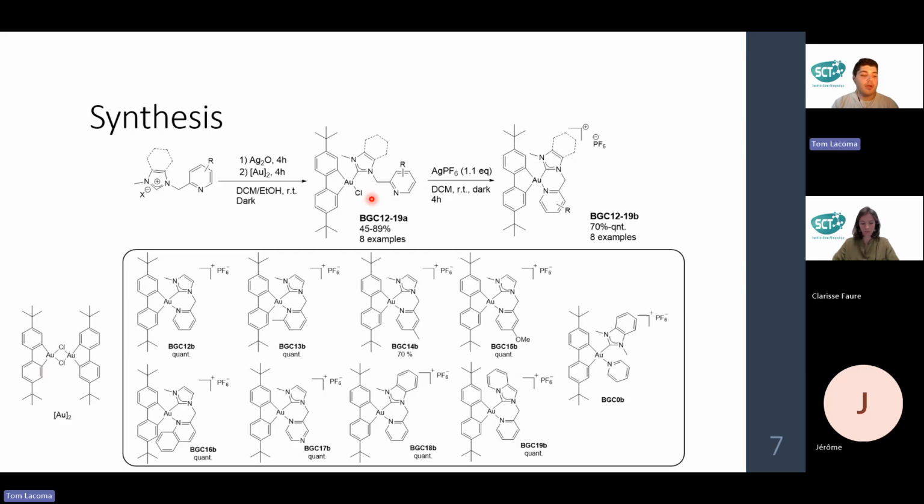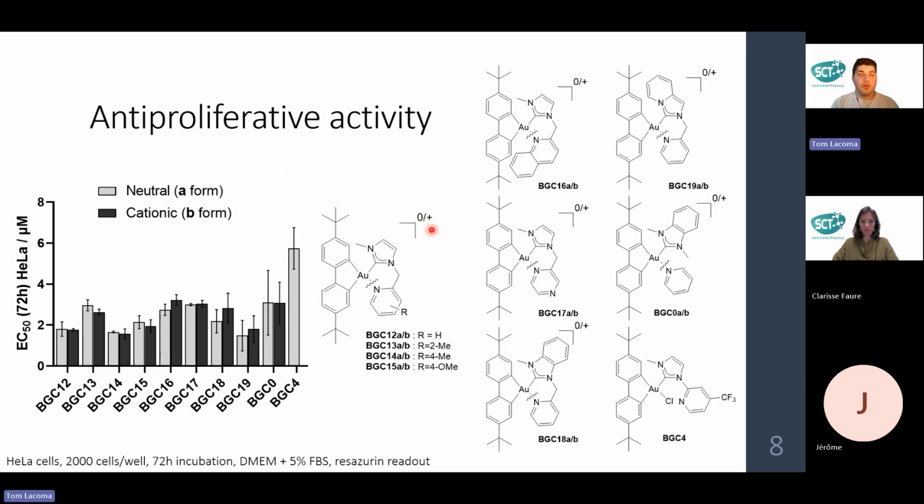Having these 8 pairs of complexes, we moved to the biology lab to test for the cytotoxicity. So we were happy to see that all complexes exhibit good cytotoxicity, and it is even increased compared to the previous generation, BGC4, which is the best in class. However, we noticed a few strange things in the results.